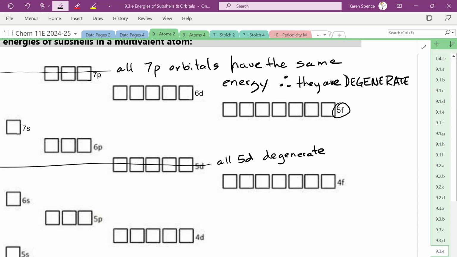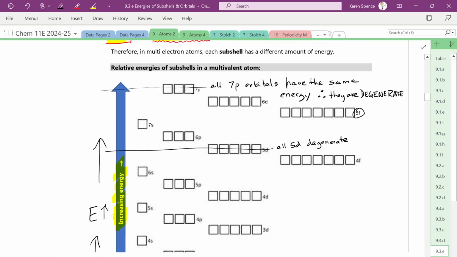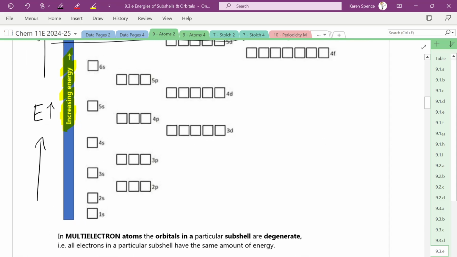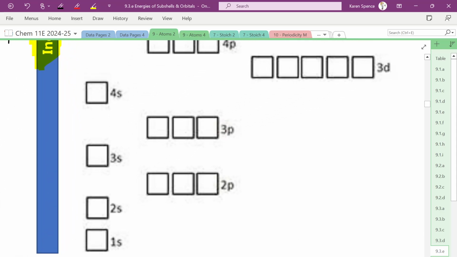Now, wouldn't it be nice if everything went 1s and then 2s, 2p, and then 3s, 3p, 3d? Wouldn't that be nice if those were the energy levels, like how they went up energetically? But that's not how they go up. They go up 1s. That makes sense. That's the lowest energy. Then we have 2s and 2p. That makes sense. So far, so good.